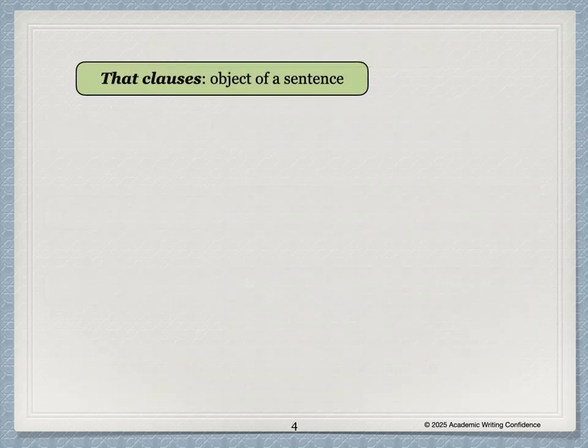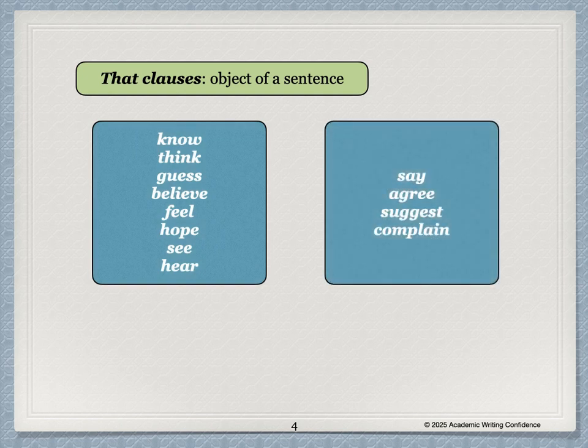Let's look at a few verbs that are often used before a that clause when it is used as the object of a sentence. These verbs are often followed by the word that. I know that. I guess that. I hope that. I agree that. These types of noun clauses can be omitted or reduced to help make a sentence more concise.